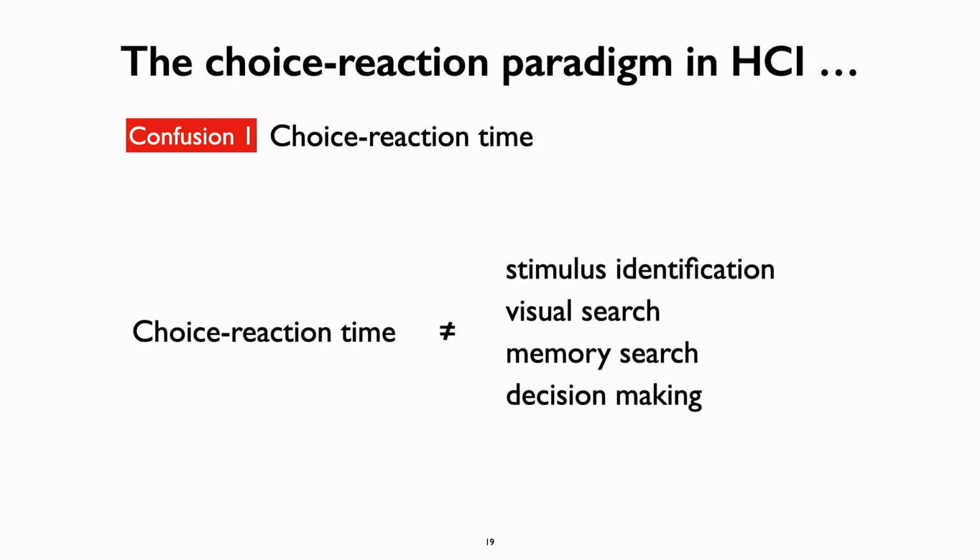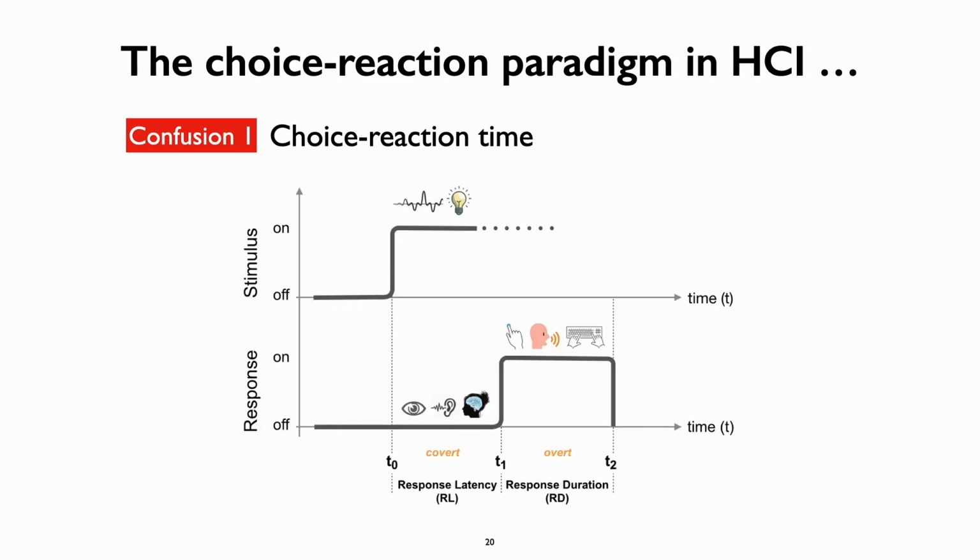The first confusion is the notion of reaction time. As we presented earlier, the reaction time studied in psychology is choice reaction time, where response follows a certain stimulus-response mapping rule that requires learning. However, this notion has often been misunderstood and misused in HCI to interpret the time one takes to react to anything, as we've seen from literature.